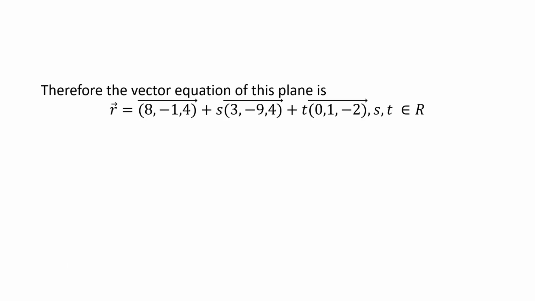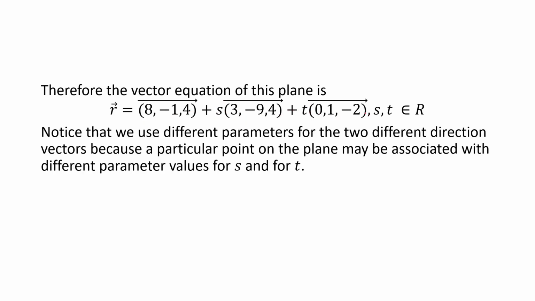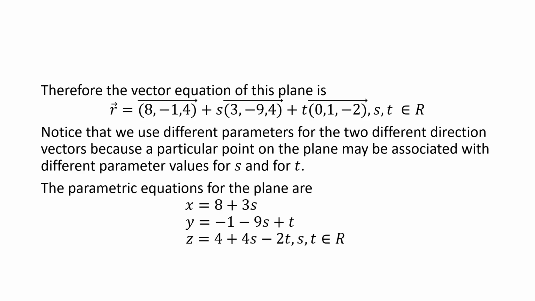And so we can simply say the vector equation of the plane is given by our position vector plus a parameter times our first direction vector, and a different parameter times our second direction vector. And like it says here, we use different parameters for the two different direction vectors because a particular point on the plane may be associated with different parameter values for s and for t.